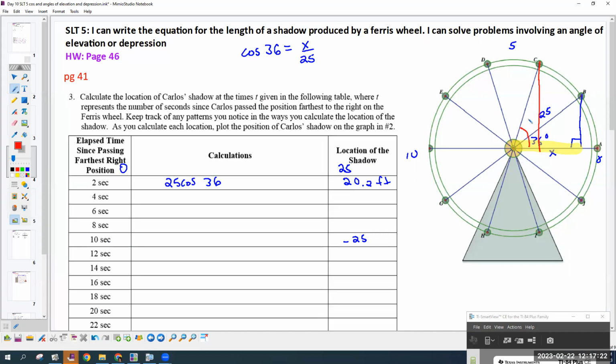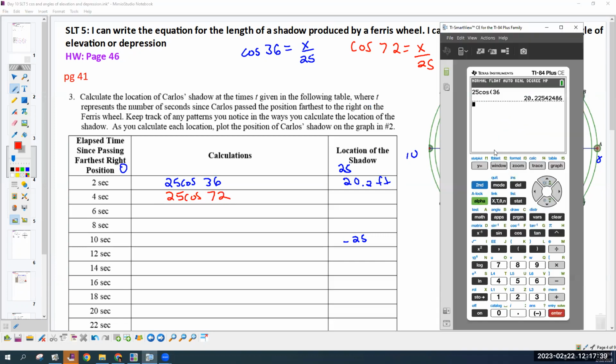So now if I go to do chair C, again, this is going to be just like before. I now have an angle of 72. So my calculation is going to be the cosine of 72 equals x over 25. So at 4 seconds, 25 cos 72. I'm just going to change that angle. And I get 7.7.